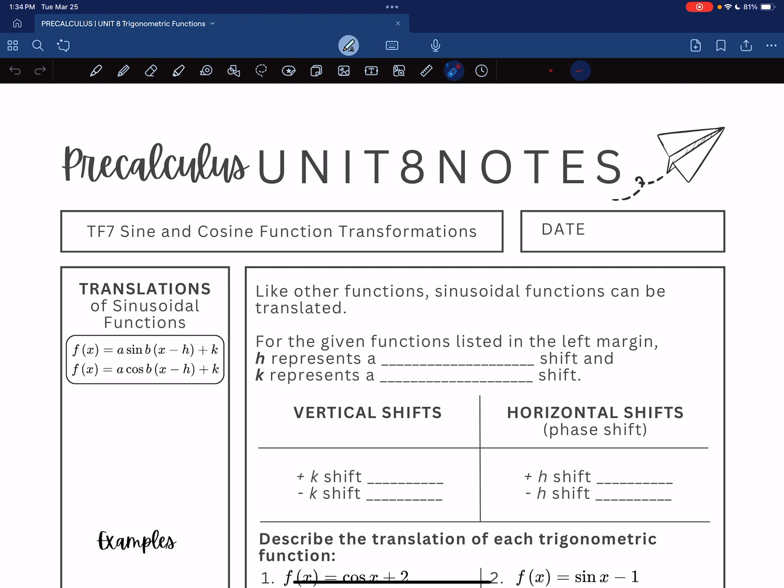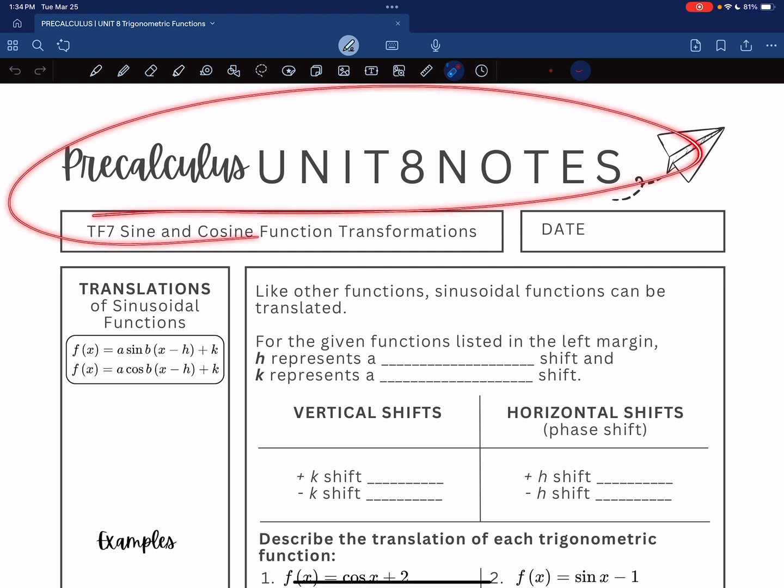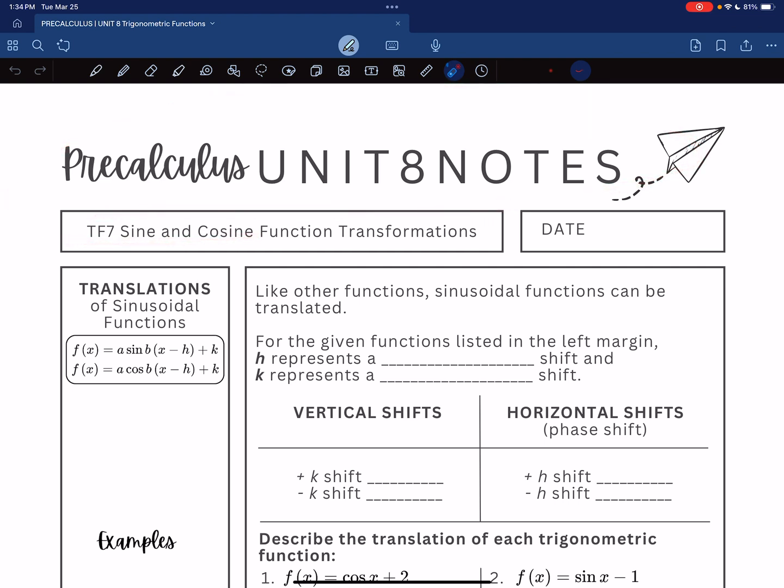We are in our pre-cal unit on trig functions, and in this video we're looking at the transformations of both sine and cosine functions. So let's go ahead and dive on in.